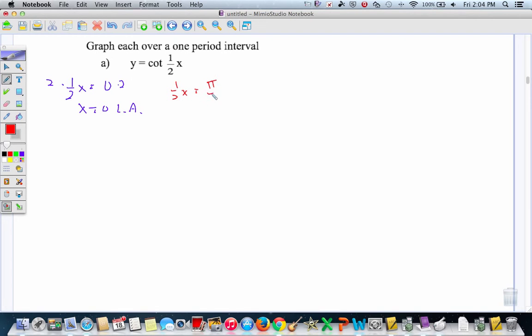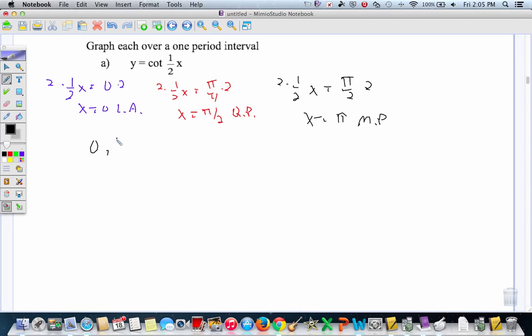Starting over 1/2 x, our quarter point occurs at pi over 4. So I'll multiply by 2, and x will equal pi divided by 2 for our quarter point. And no different than the work that we did with sine and cosine, we'll go ahead and find a third point. Midpoint is at pi over 2. Multiply both sides by 2, and x equals pi for our midpoint.